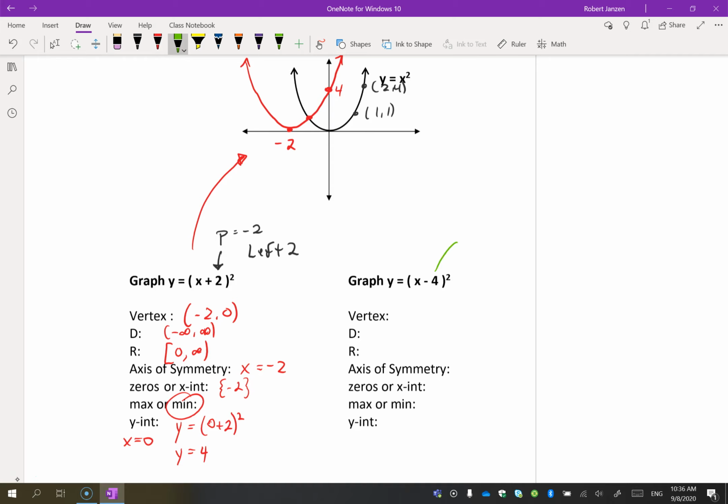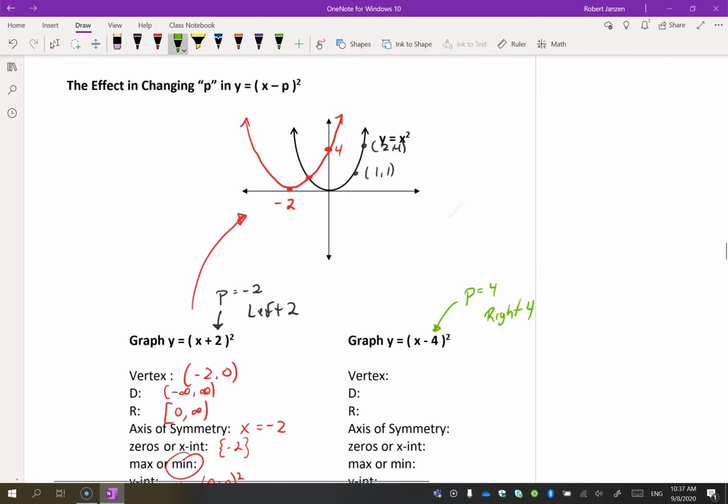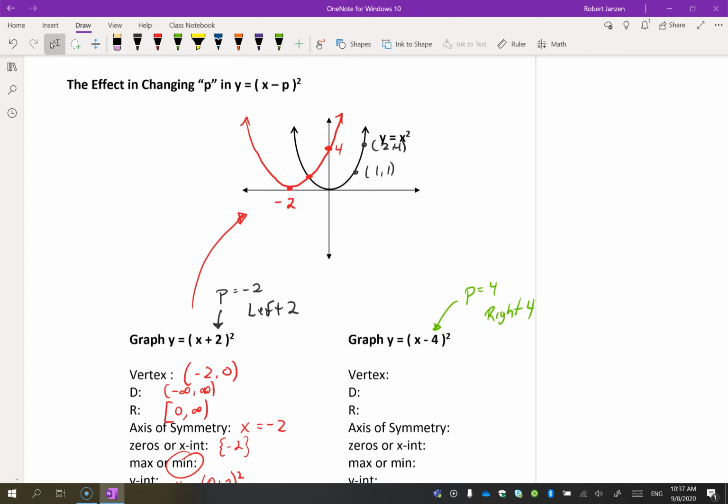Okay, so now let's take a look at this one. Now you should be getting a hang of it. What is p? P is 4. This is going to move right 4 because it's positive. So if you want to put it on a graph, let's move way over here. It's going to look something like this.